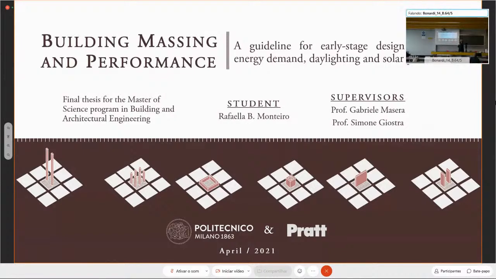This is also the collaboration. You see that in the slide with Pratt Institute, New York, where part of the original discussion was made and where the case study is actually located. It's in Brooklyn. It's in one lot in Brooklyn, New York. So we see how different arrangements of volumes in a specific area with a specific climate influence some parameters.